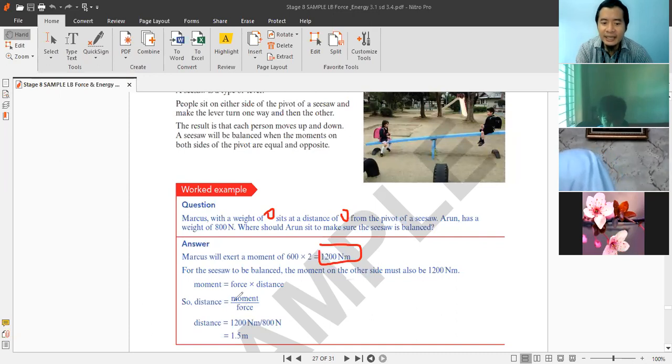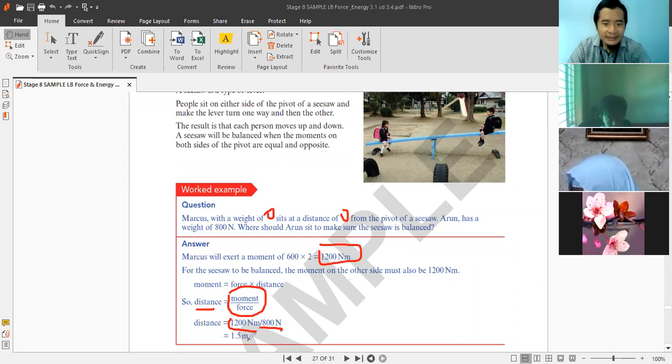So distance equals moment divided by force. Distance is moment, moment is 1,200 because same with the moment of Markus, and divided by the force of Arun, about 800 newtons. So the result is 1.5 meters.